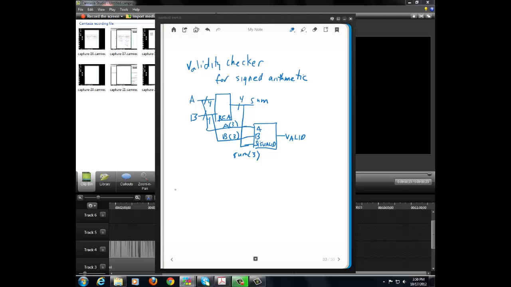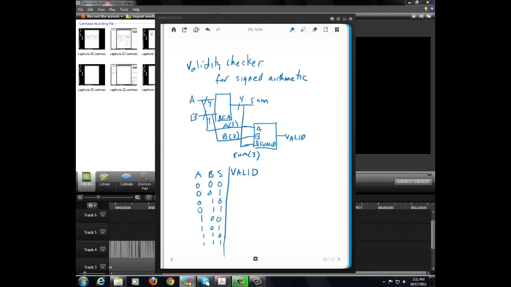Alright, so we've got 3 inputs. We know we're going to have 8 possible combinations, so I'm going to put our A, B, S here in the truth table, and fill out all possible combinations: 0, 1, 2, 3, 4, 5, 6, 7, and our output valid.